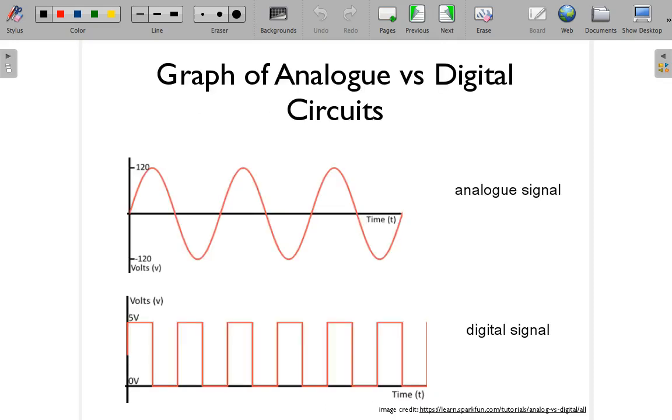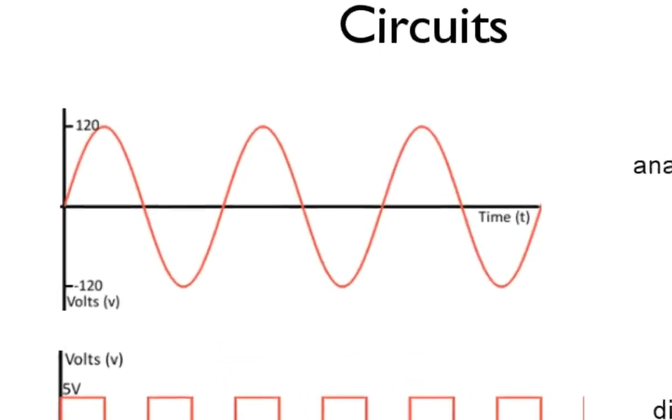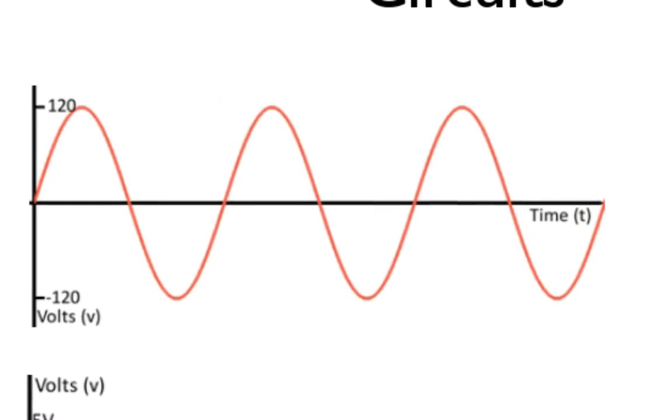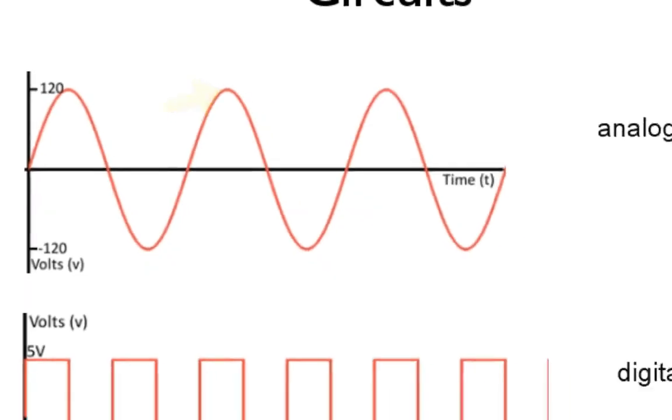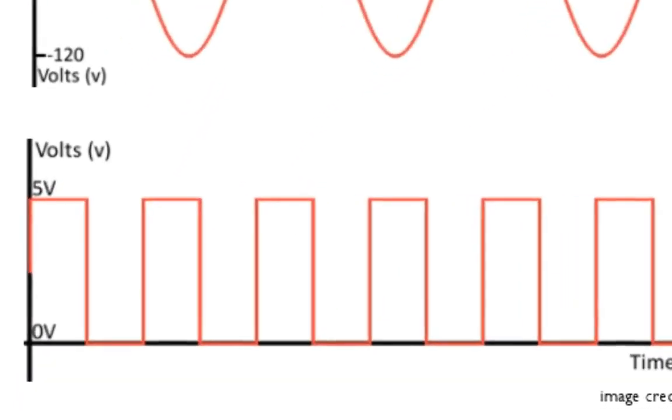If you were to graph the varying voltages of the analog circuit versus the digital circuit, we will see graphs that look like these. The analog circuit has varying values of voltages ranging anywhere between negative 120 volts through 0 volts to positive 120 volts, whereas the digital circuit has either an output voltage of 0 volts or 5 volts. There are no in-between values for the voltage.